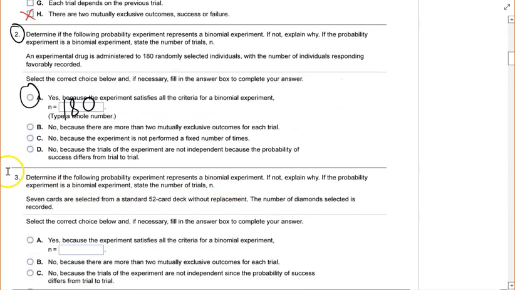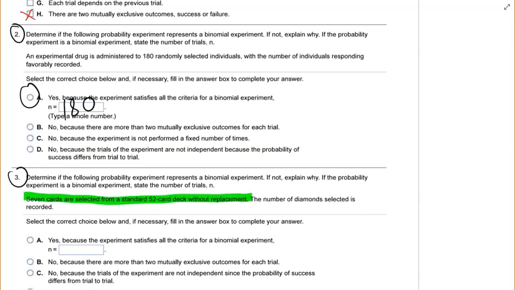Question number 3. Determine if the following probability experiment represents a binomial experiment. Similar question, and here is the experiment. 7 cards are selected from a standard deck of 52 cards. Okay, this is the experiment. 7 cards are selected from a standard deck of 52 cards without replacement. That's the important phrase here, without replacement. For example, if you select the first card, don't replace it. The number of diamonds selected is recorded. In this experiment, you want to record the number of diamonds. Okay, now is this a binomial experiment?